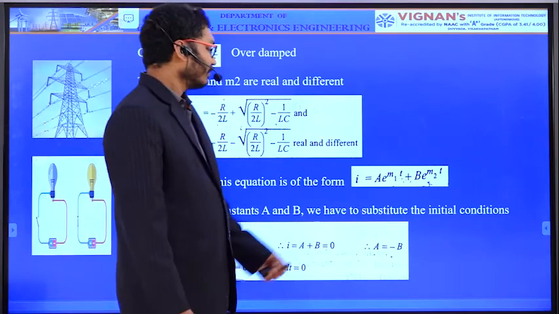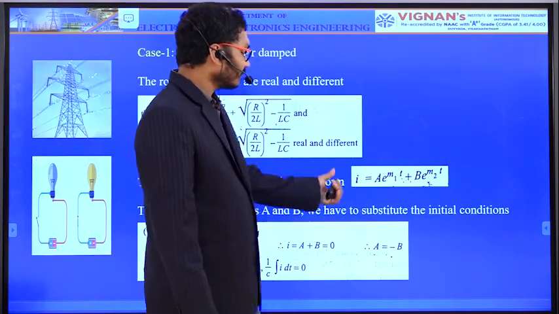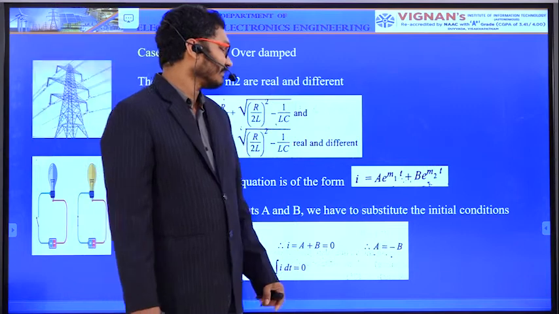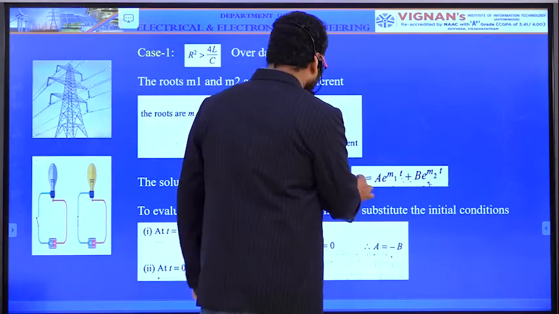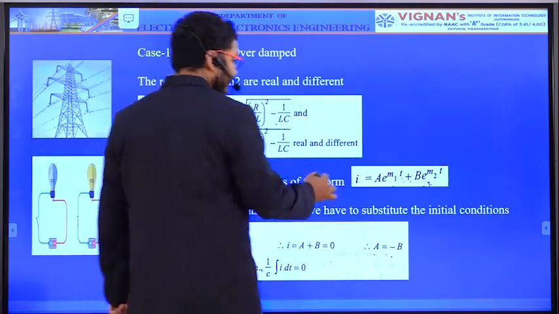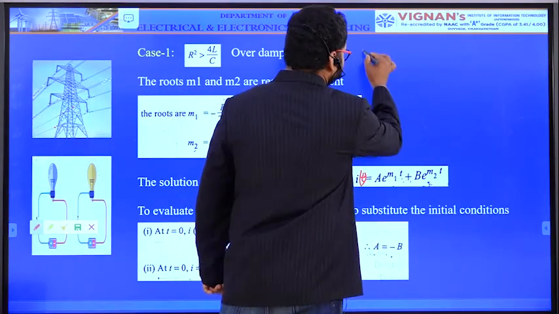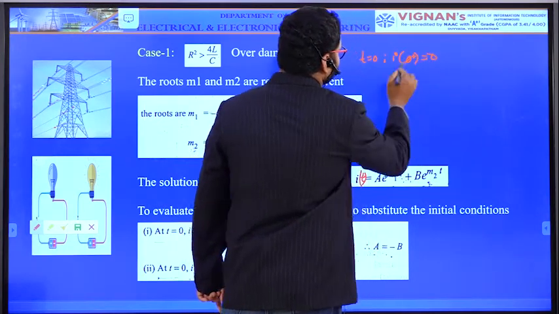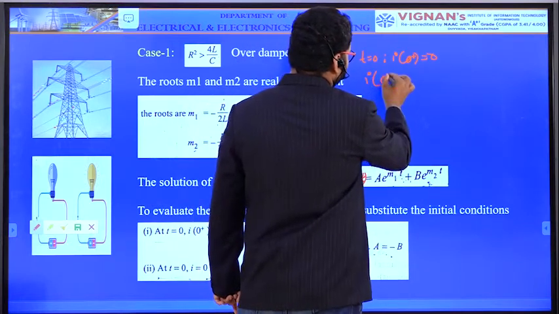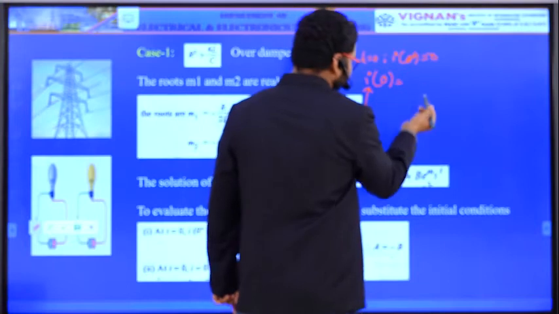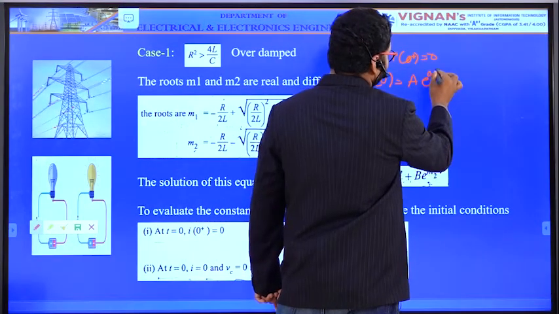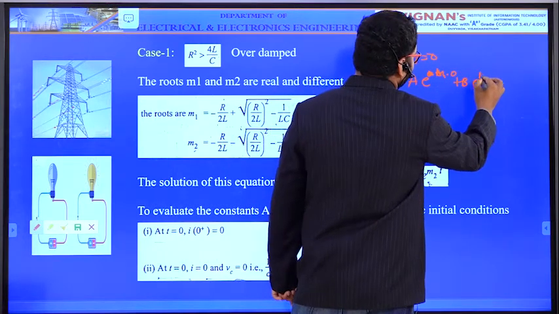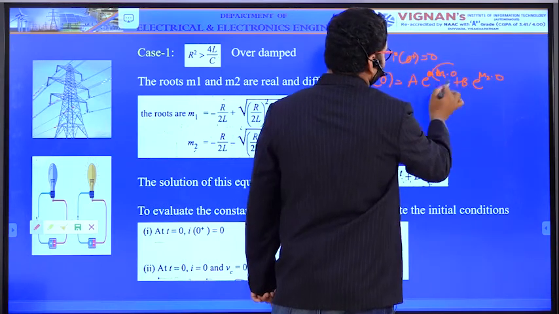So at t equals 0, what is the inductor current? i of t at t equals 0 is 0 only; previously, in step 1, we found it out. I of 0 plus and 0 minus are both the same. So if you substitute t equals 0 in this equation, i of 0 equals a into e to the power of m1 into 0 plus b into e to the power of m2 into 0.